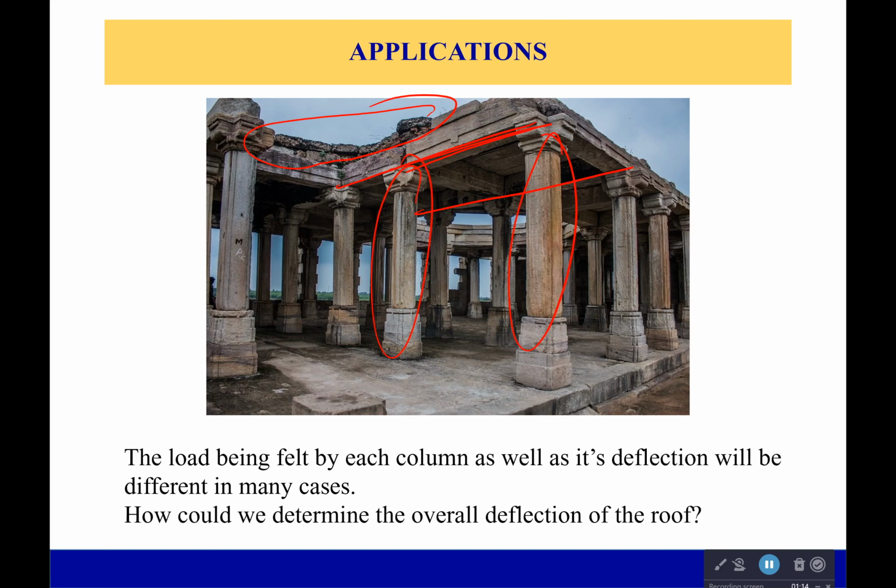So if we want to figure out what the deflection of the roof is going to be, like if I'm going to build something on top of it, I would need to understand how the deflection of all of these columns is going to affect that. I can't just look at one and say, well, that's the answer. No, all of them are going to be different. And so they're all going to affect each other.